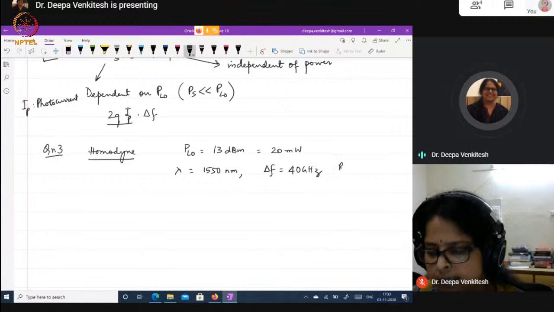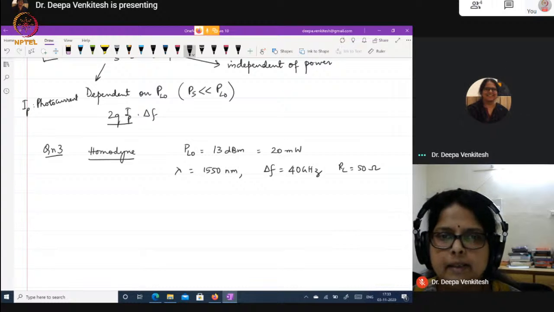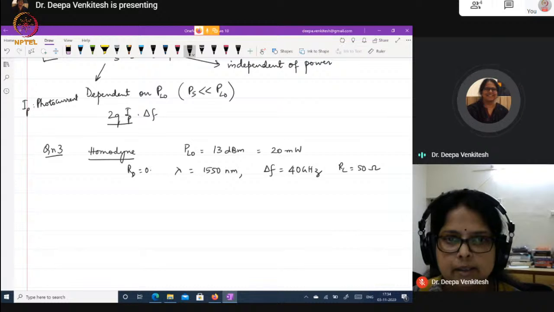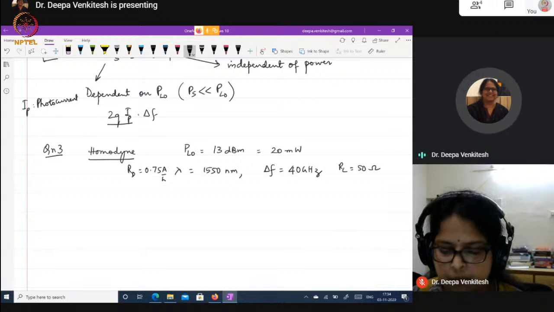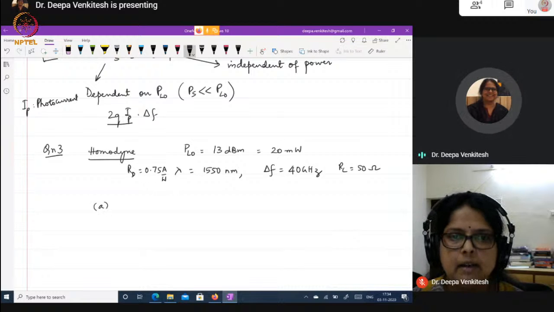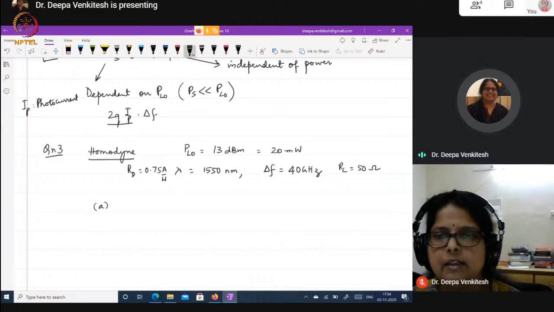And load resistance RL is equal to 50 ohms. That is also given. It is a receiver of responsivity 0.75 ampere per watt. So this information is given. The first part of the question is: what is the input signal power to achieve an electrical SNR of 20 dB for a direct detection receiver and a coherent receiver?